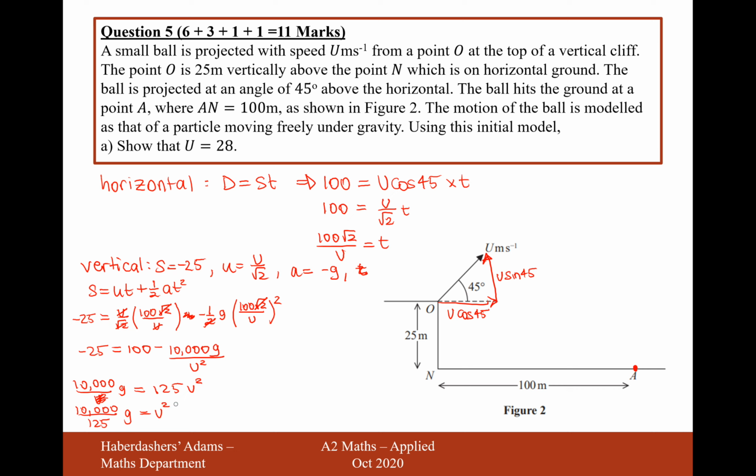That's our value for u squared. So let's do that on the calculator then. 10,000 divided by 125 times 9.8, and that gives us exactly 784. So therefore when we square root, u equals 28. Exactly. I thought it was going to be some rounded decimal. U is exactly 28 there, so that kind of reassures me that I've done the working right here.